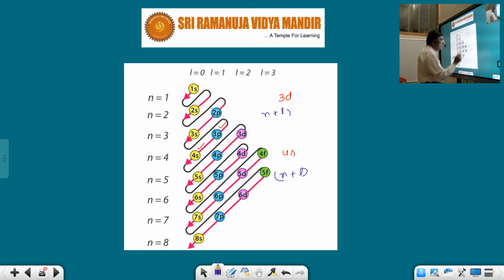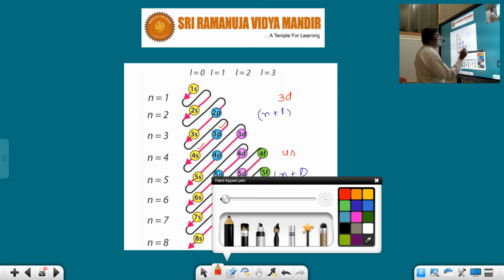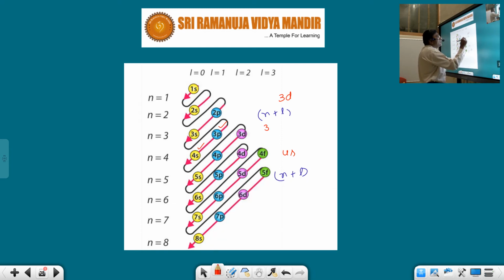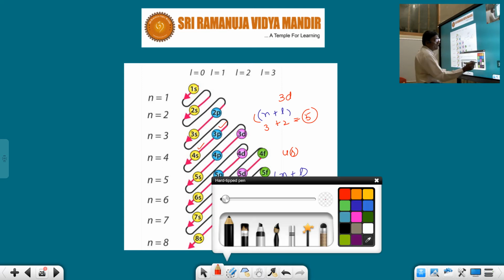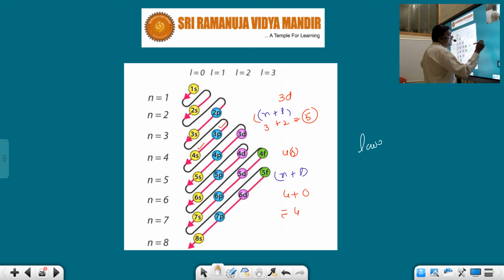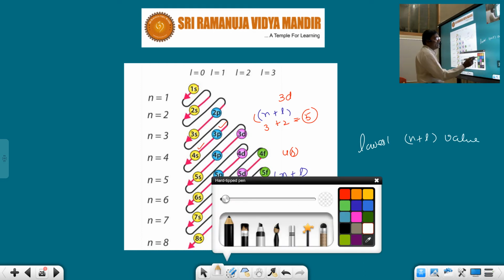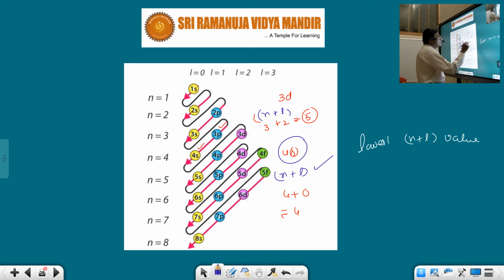Okay, let us find out. Here the n value is 3, and the l value for d is 2, that is equal to 5. In this case, 4 plus the l value, which for the s orbital is 0, that is equal to 4. So whichever has the lowest n plus l value will be preferred. So always the lowest n plus l value will be filled first. Which is the lowest n plus l value? 4s. That's the reason why 4s is filled here.